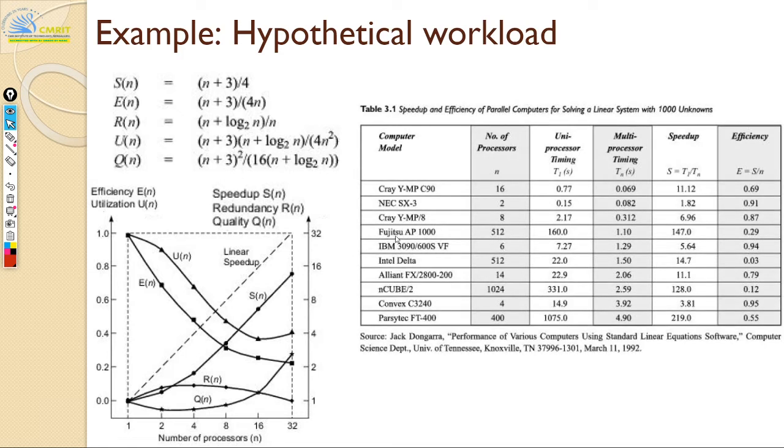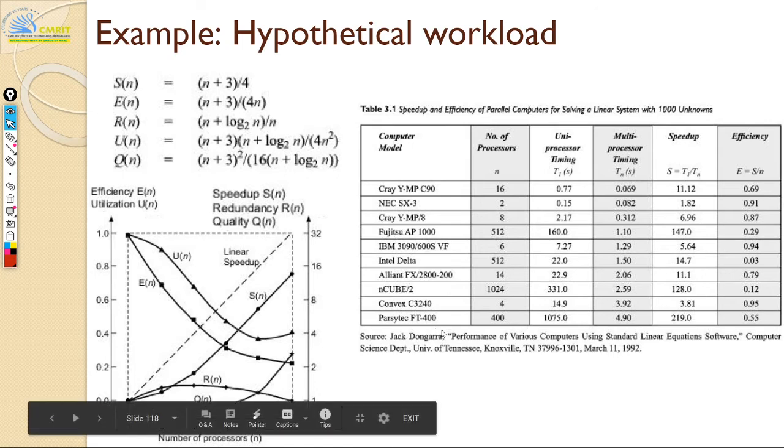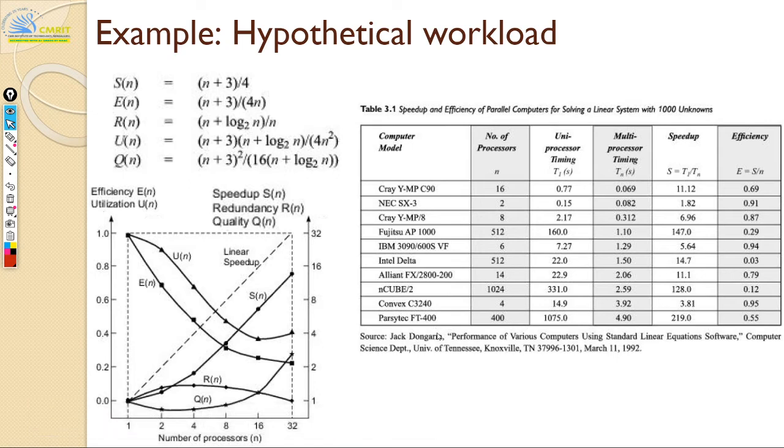Now, based on these different metrics, scientist Jack Dongarra came up with a list of processors. He started rating these systems. He took one parallel algorithm, which was to solve linear equations: 1,000 linear equations with 1,000 unknowns. A linear equation is like y equals a1 x1 plus a2 x2 and so on, plus c. That's a simple linear equation.